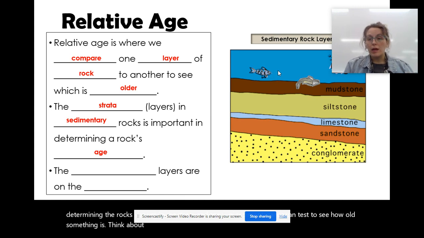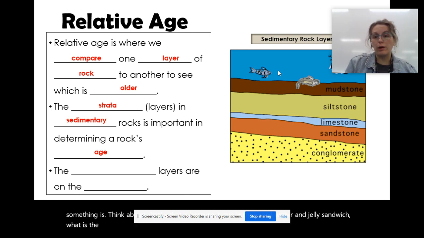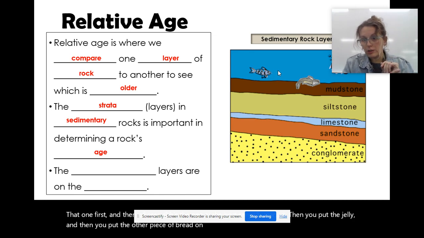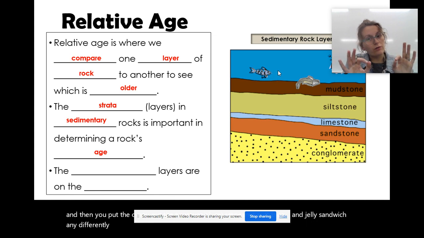Think about it this way, okay? If you are making a peanut butter and jelly sandwich, what is the oldest piece of bread? It's the one at the bottom. You use that one first, and then you put the peanut butter on. Then you put the jelly, and then you put the other piece of bread on. If you make a peanut butter and jelly sandwich any differently, good for you. That's just how I'm making mine today.